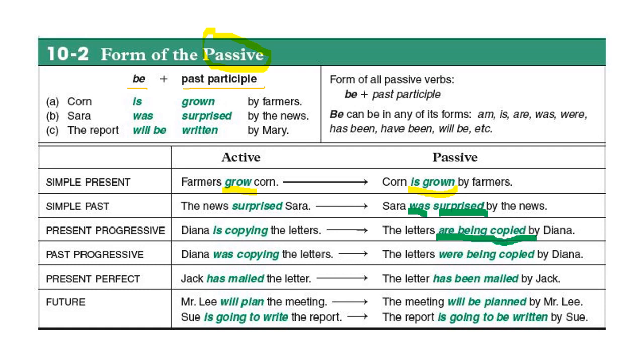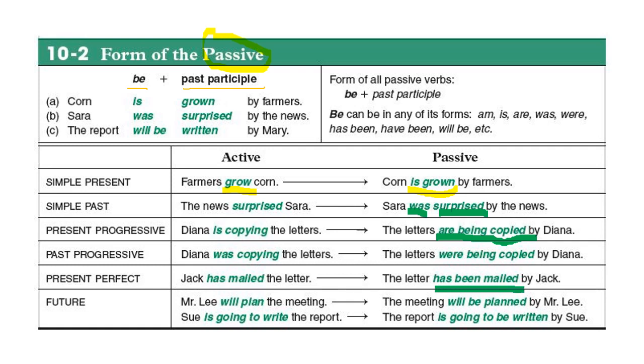We do not say that the letters is copying. No, because the letters is plural, and the same happens here. Diana was copying the letters in the past progressive. Now that we need to write it in passive, we say the letters were, because were is the plural of was. The letters were being copied by Diana. Another example for the present perfect. Jack has mailed the letter. Now, the important thing is the letter. So we say, the letter has been mailed by Jack.